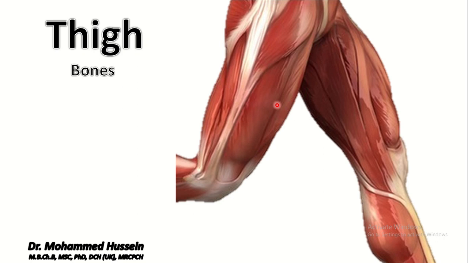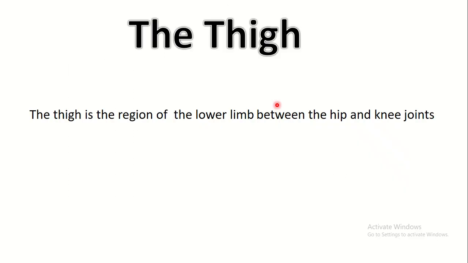مستمرين بمحاضرات Anatomy of the Lower Limb. موضوعنا لهذا الأسبوع راح نتكلم به عن thigh. الفيديو الأول راح نتكلم به عن bones of the thigh. بالبداية في introduction سريع. The thigh is the region of the lower limb between the hip and the knee joint.